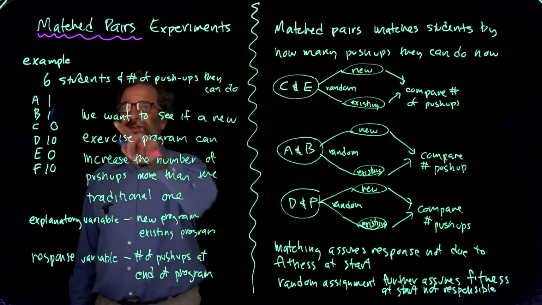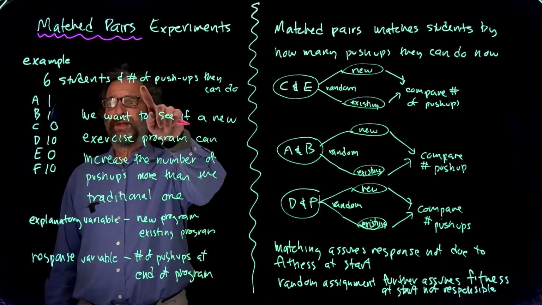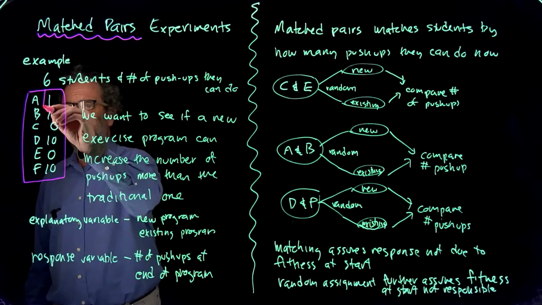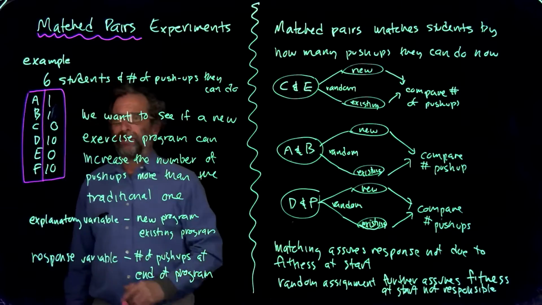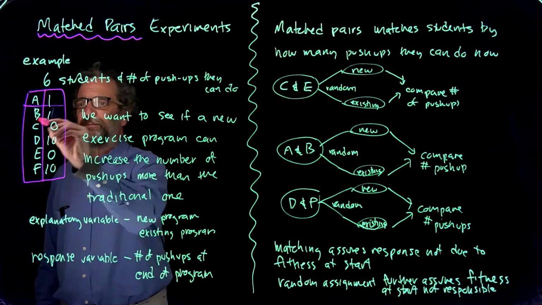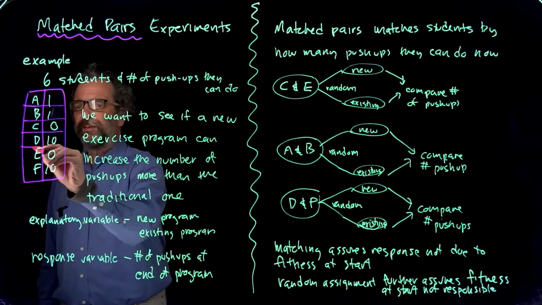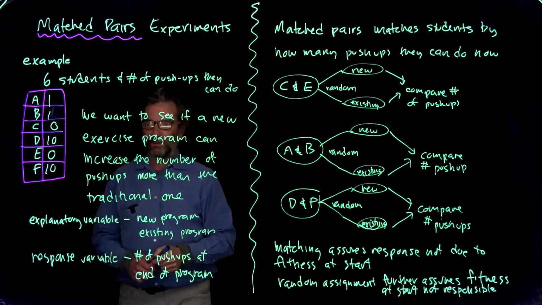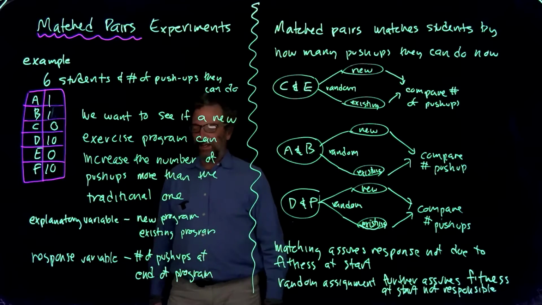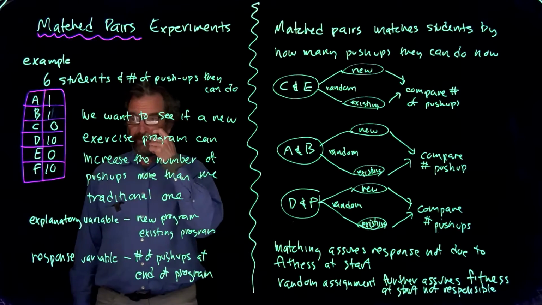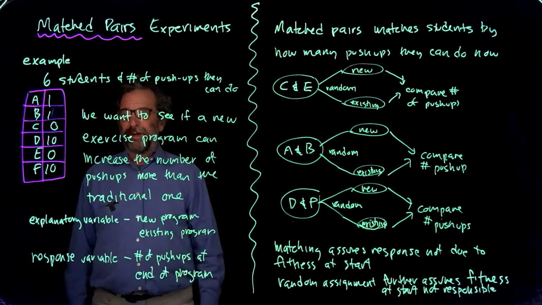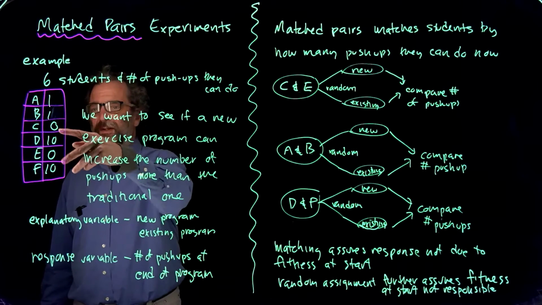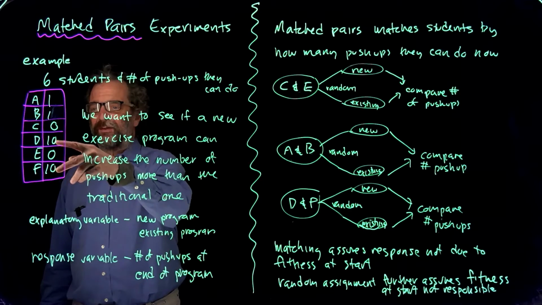So suppose we had 6 students and we have the number of push-ups they can do. It's listed here. They're coded to protect the innocent. So student A can do 1 push-up, B 1 push-up, C no push-ups, D 10 push-ups, E 0 push-ups, and F 10 push-ups. Now that's probably not going to happen in real life, but here we can pair things up exactly because we can pair up A and B. They can do 1 push-up each. C and E can do 0, and D and F can do 10.